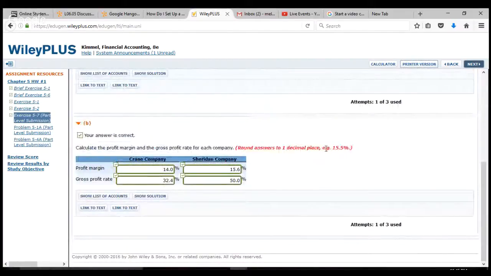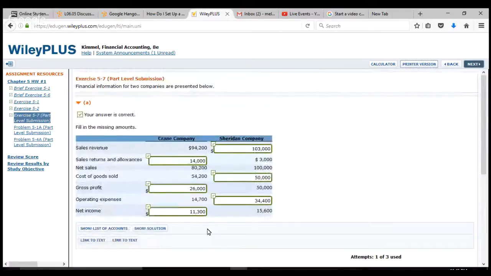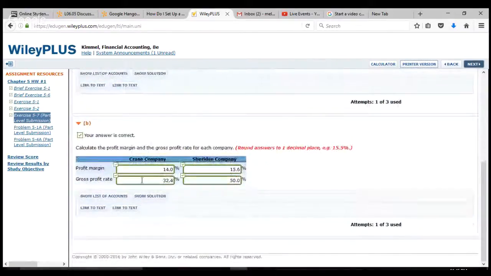This is where we have the profit margin and the gross profit rate. To get your profit margin, you take your net income and divide it by your net sales. So with the Crane Company, you take the 11,300 and you divide it by your 80,200 to get 14.0%. Don't forget to add your decimal place. You got to round it or you'll probably get it wrong.